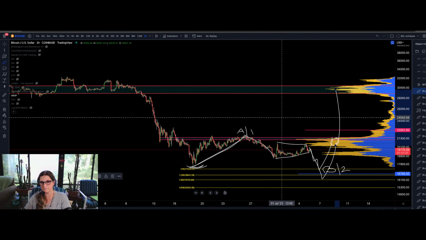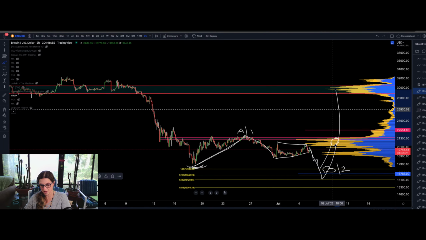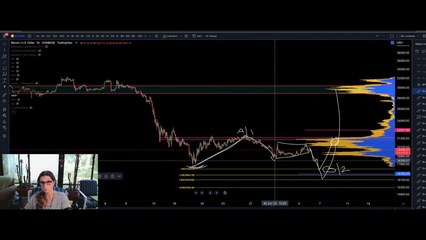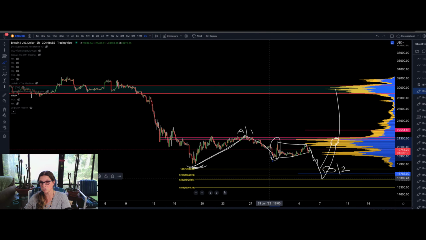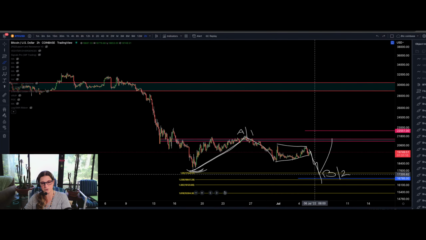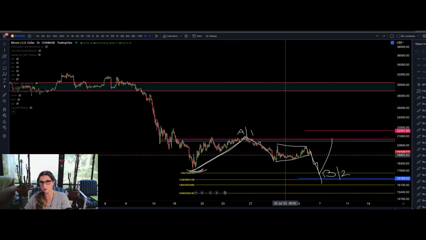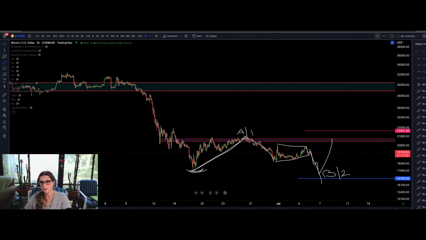It would be a flat, and flats are powerful. We saw it here. That was a pumper, and that was a small one. This would be a big one. But if we lose the 300 weekly and get up underneath it, I think that it's the bearish scenario, and that is where we're coming down.